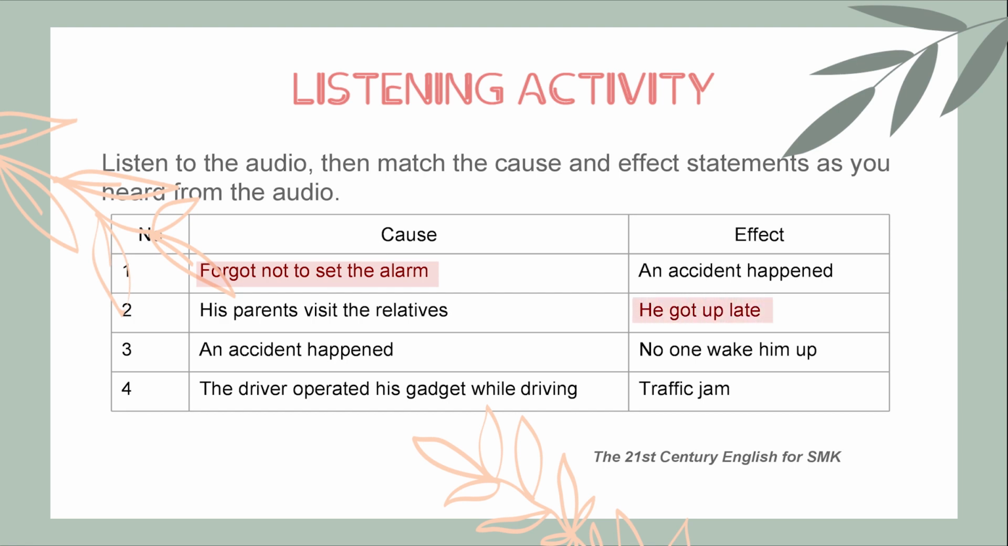Okay, now number 2. The cause is his parents visit the relatives. Then what is the effect? Yes, right, no one woke him up. Okay, good. Now number 3. The cause is an accident happened. Then what is the effect? Yes, the effect is traffic jam. Now the last one. The cause is the driver operated his gadget while driving. And what is the effect? Yeah, the effect is an accident happened.